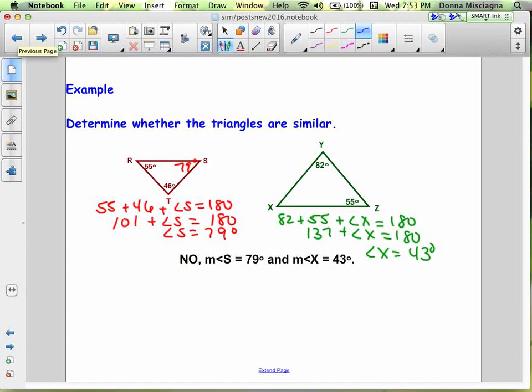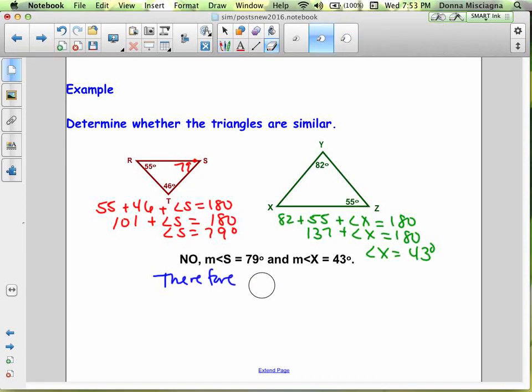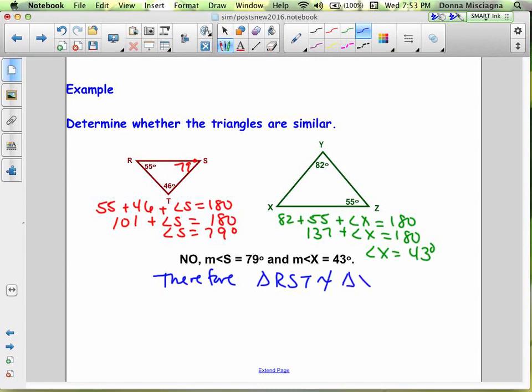Therefore, the triangles, and I'll just put their real names. Therefore, triangle RST is not similar to triangle XYZ. And it doesn't matter how I list those angles because they're not similar, so we're not matching up anything. Right? So sometimes your triangles will be similar and sometimes they won't. Make sure you find the missing angles when you have a problem like this.